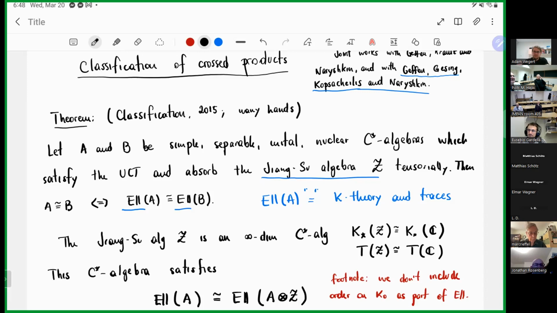Adam, fire at will. Could I just ask, is there any connection between this mean dimension 0 and topological entropy? They both count somehow how the complexity of the action changes as you move open sets around under the group action.